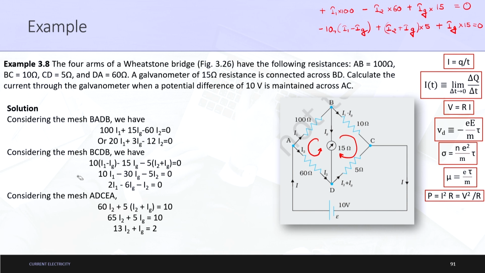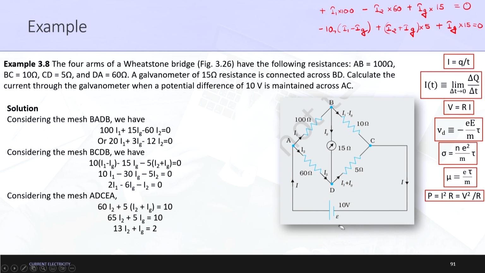So, we know we have now two equations and we have three unknowns. So, we need one more equation for the complete analysis to take place. The third condition: consider the third mesh, ADCEA. So, let us look over here, ADCEA. This is the loop being talked about here. Let us move on with this loop also.